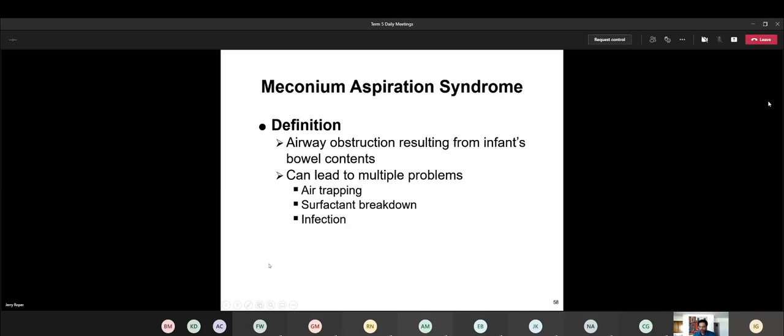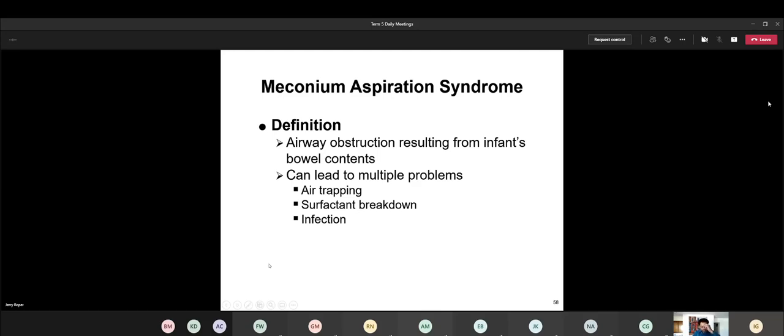MAS, or meconium aspiration syndrome, as we saw before, can lead to a lot of problems. It can lead to air trapping. It can cause a lot of atelectasis as well. But when we get down to the bottom of it, what it really is, the baby has unfortunately aspirated some of his own excrement, his own bowel contents.